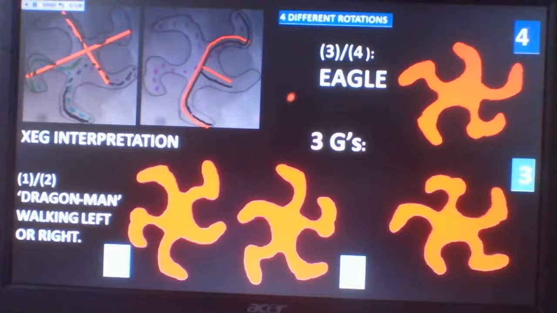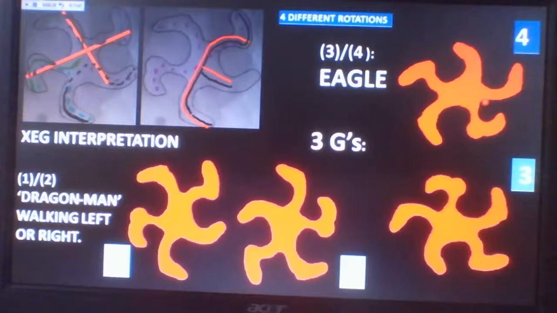using 4G. No, this is still 3Gs that is used here. What did I get? This one looks like a dragon man. I mean, with that head, what can I call it? I can only call it a dragon, and with the body, the 2 hands and legs, a man. So I call it dragon man walking left or walking right. And these are the same formation, different rotations, 4 different rotations.